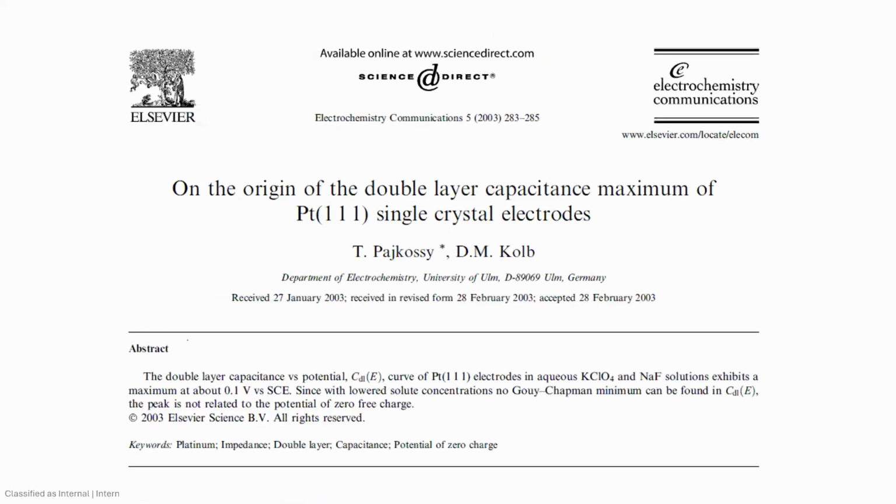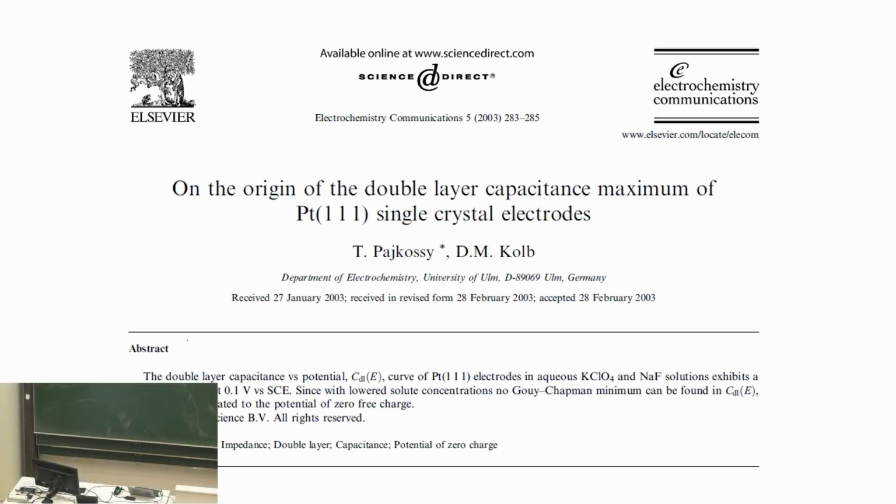I've always been interested: can we use this for platinum 111? Can we use this whole theory to determine the potential of zero charge of platinum 111? Of course, I wasn't the first who wanted to do that. One of the first people was Tamas Pajkossy, who was at the University of Ulm, where Wolfgang Schmickler also was, where I did my postdoc. This was around the same time, and he published it a little bit later, but he was doing these experiments when I was there as well.